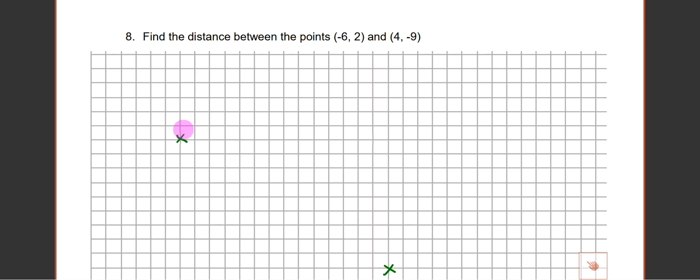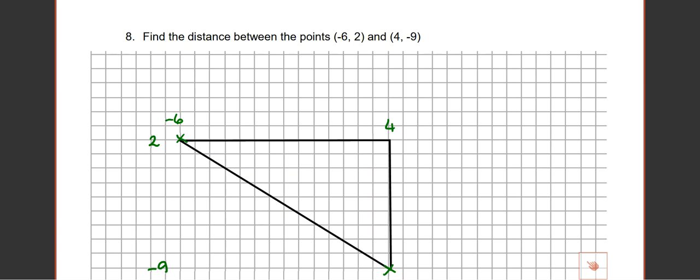And then I'm going to go, well, -6 for that one, and this one's at 4. This one's at 2, but this one's at -9. So if I draw my line like that, basically we've then got our triangle, which is a right angled triangle, and I know this distance from -6 to 4 therefore is 10, and from 2 to -9 is, oh wait, 11. Sorry, I'm smoking.